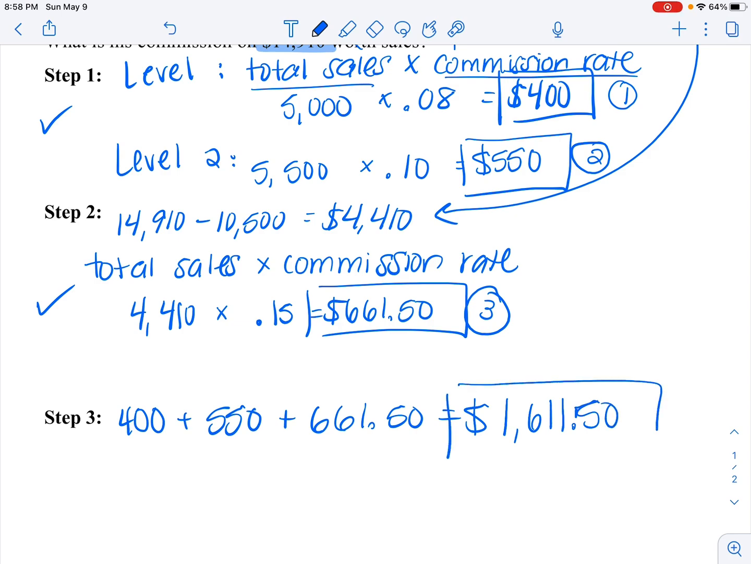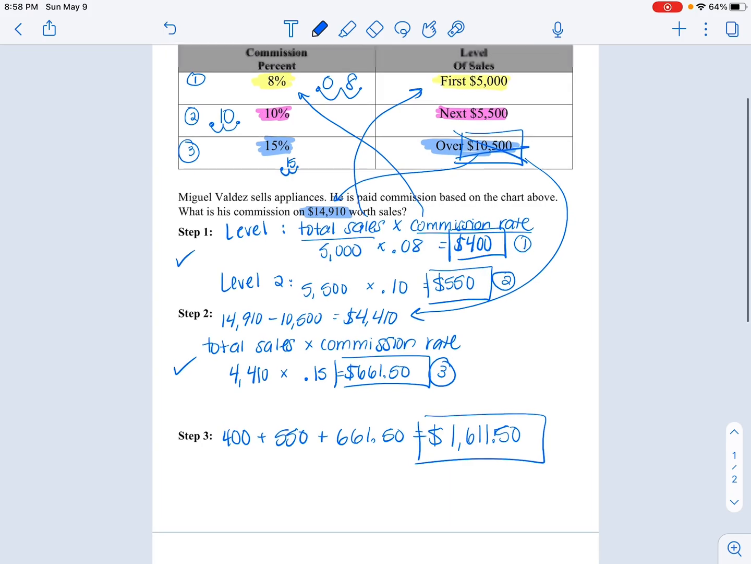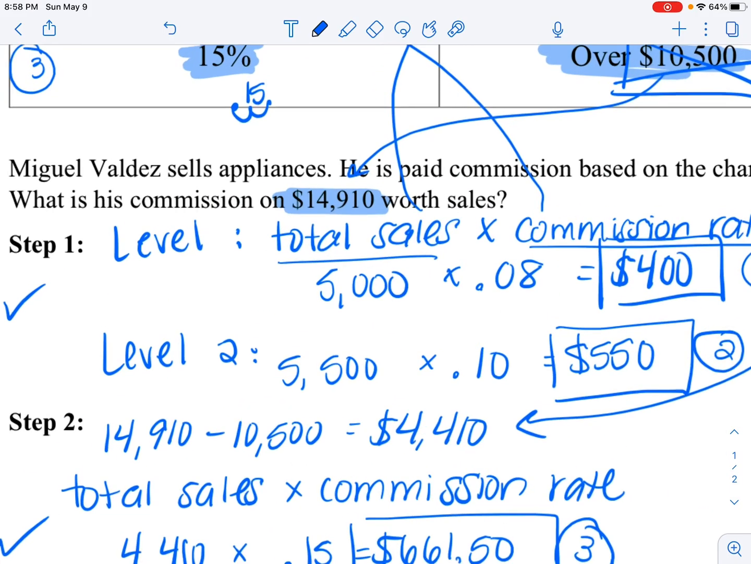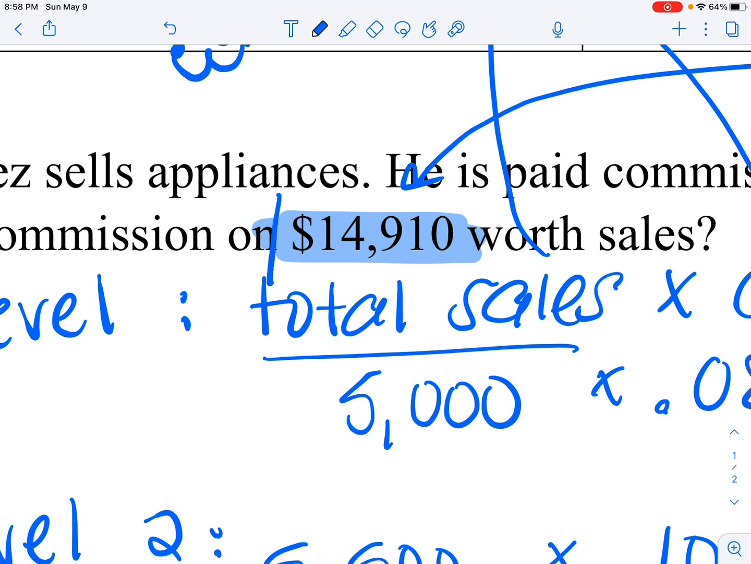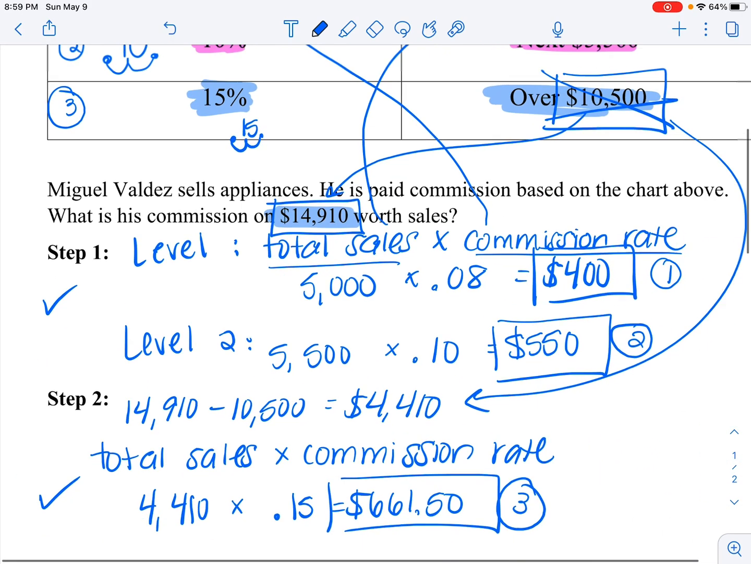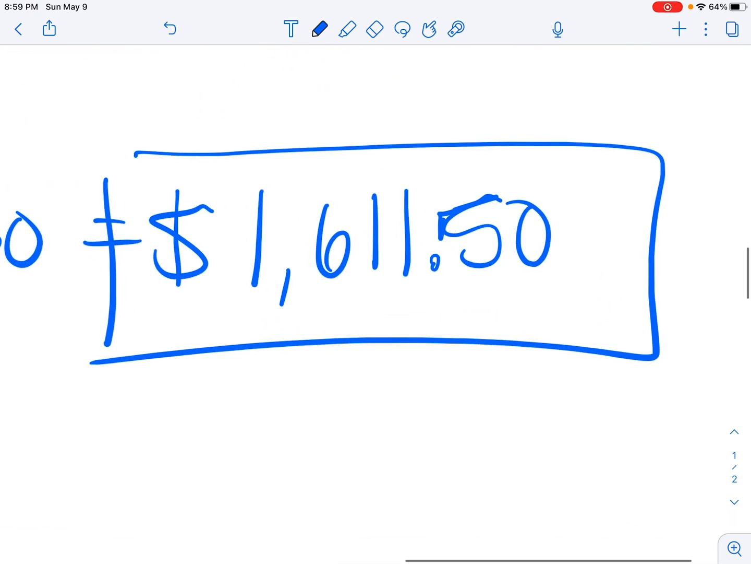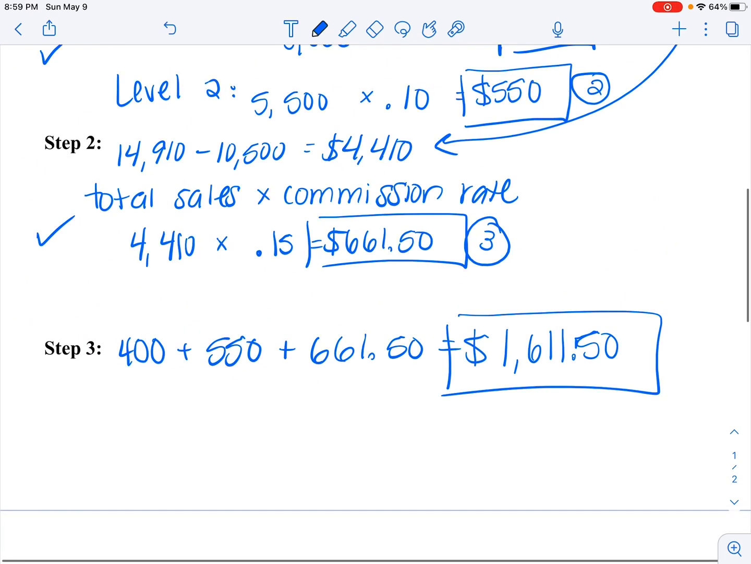And that's it. We found our graduated commission. So Miguel, based on his sales, so this is the amount that he sold on appliances. Because of that, he was able to receive $1,611.50. And that's how we do our graduated commission.